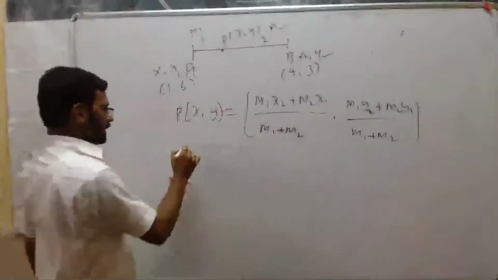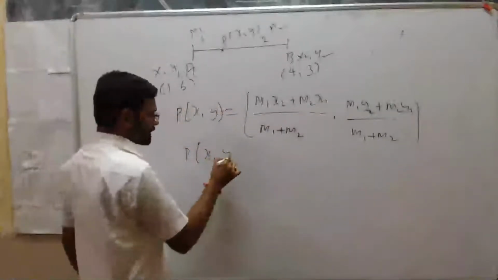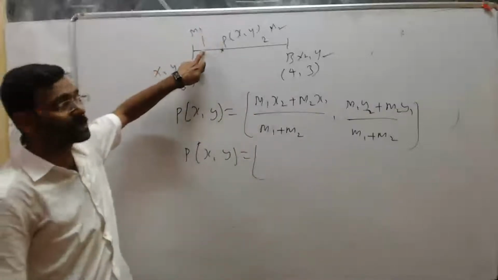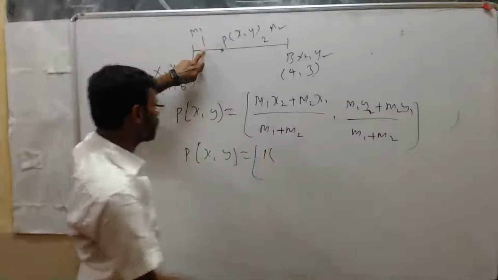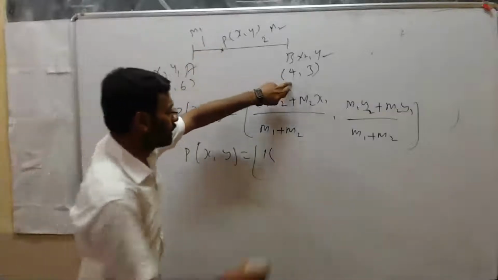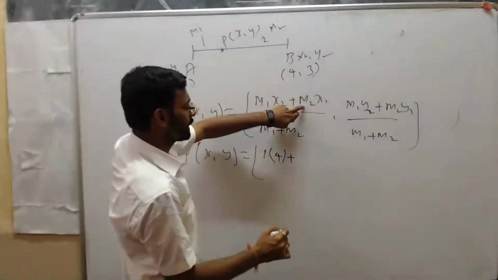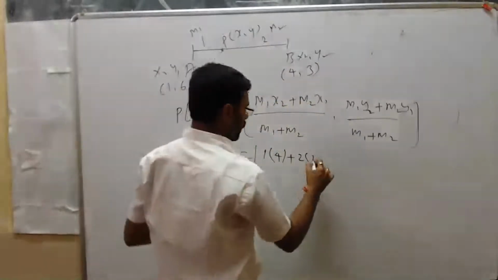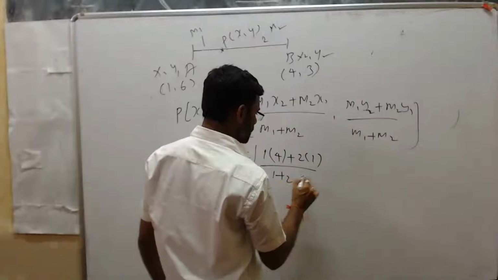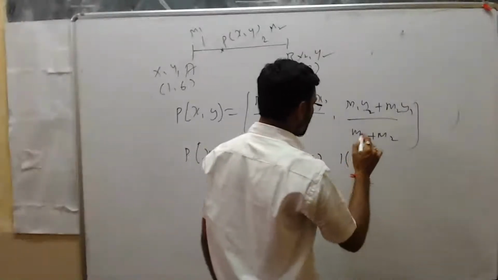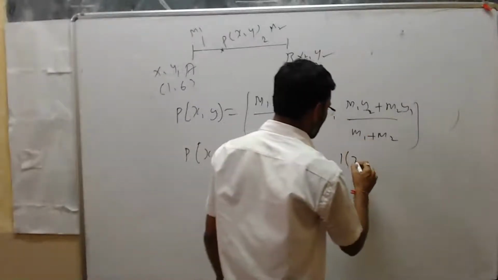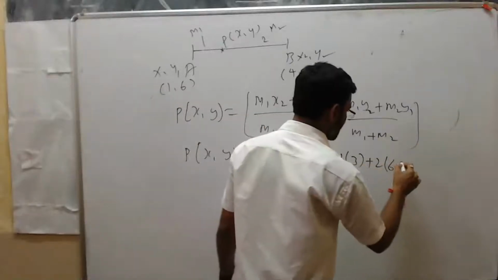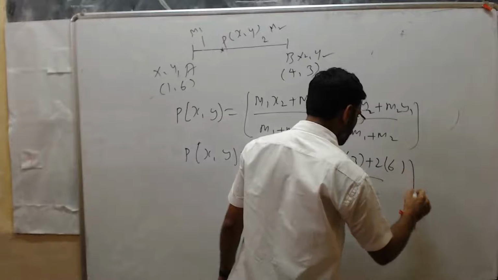Then P of x, y is equal to, what is the value of m1? The ratio is 1 raised to 2, so m1 value is 1. What is the value of x2? x2 value is 4, plus m2 value is 2, since 1 raised to 2 means m2 value is 2. x1 value is 1, divided by m1 plus m2, which means 1 plus 2. Then m1 is 1, y2 value is 3, plus m2 value is 2, y1 value is 6, divided by m1 plus m2, which means 1 plus 2.